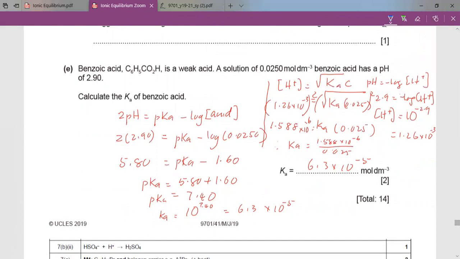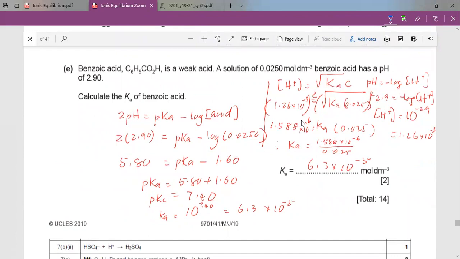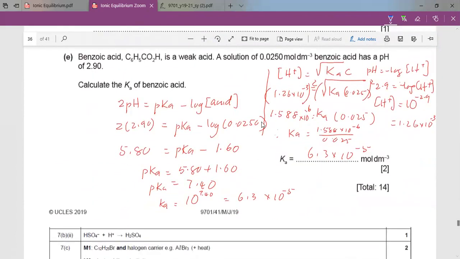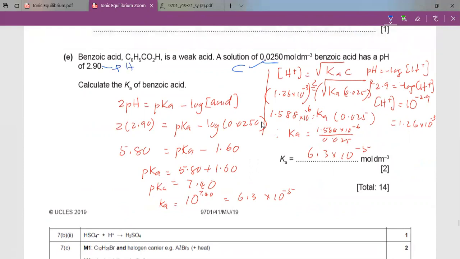Benzoic acid is the concentration, and this is the pH. So find the Ka. There are two ways, this equation way or this way, up to you. I'll show you two ways. So pH equals pKa minus log of acid concentration. This is your pH here. You don't know the pKa, and this is the concentration here. Put it over and so forth, and of course you anti-log this answer.